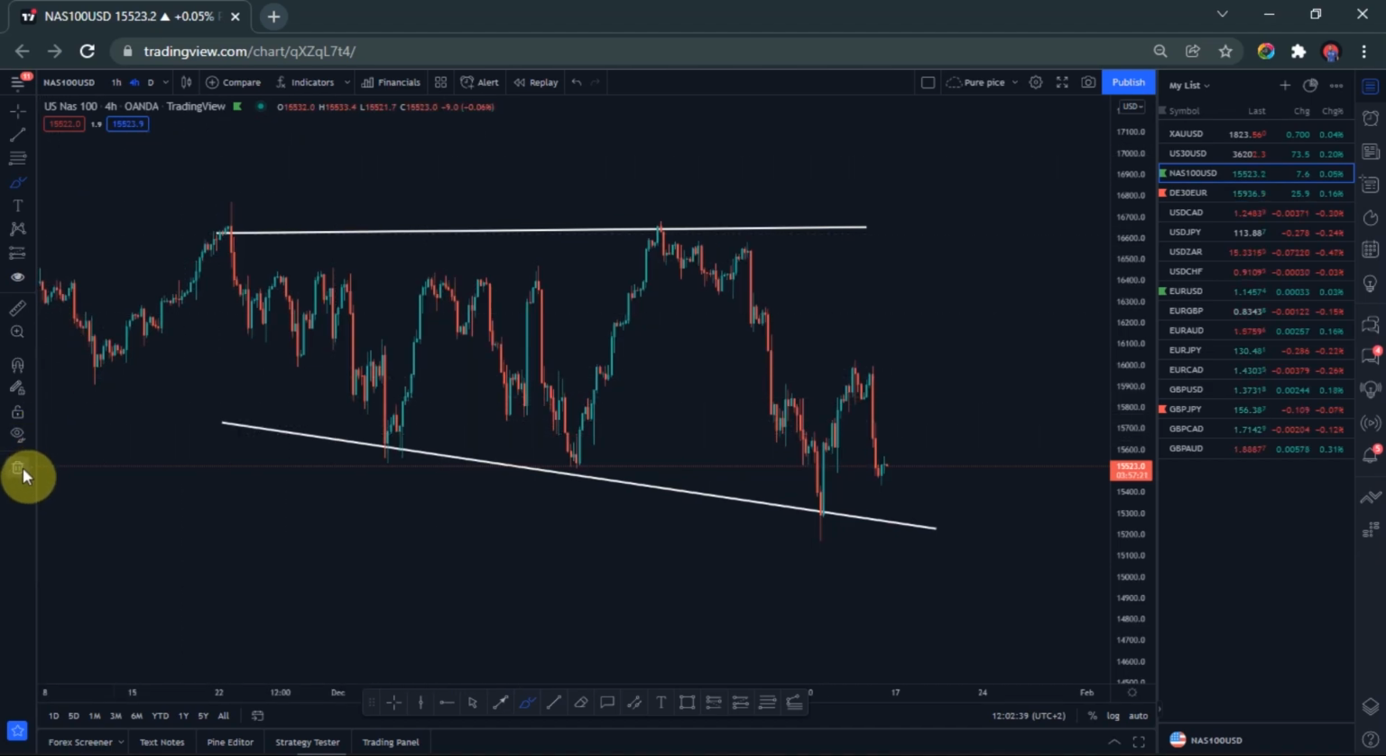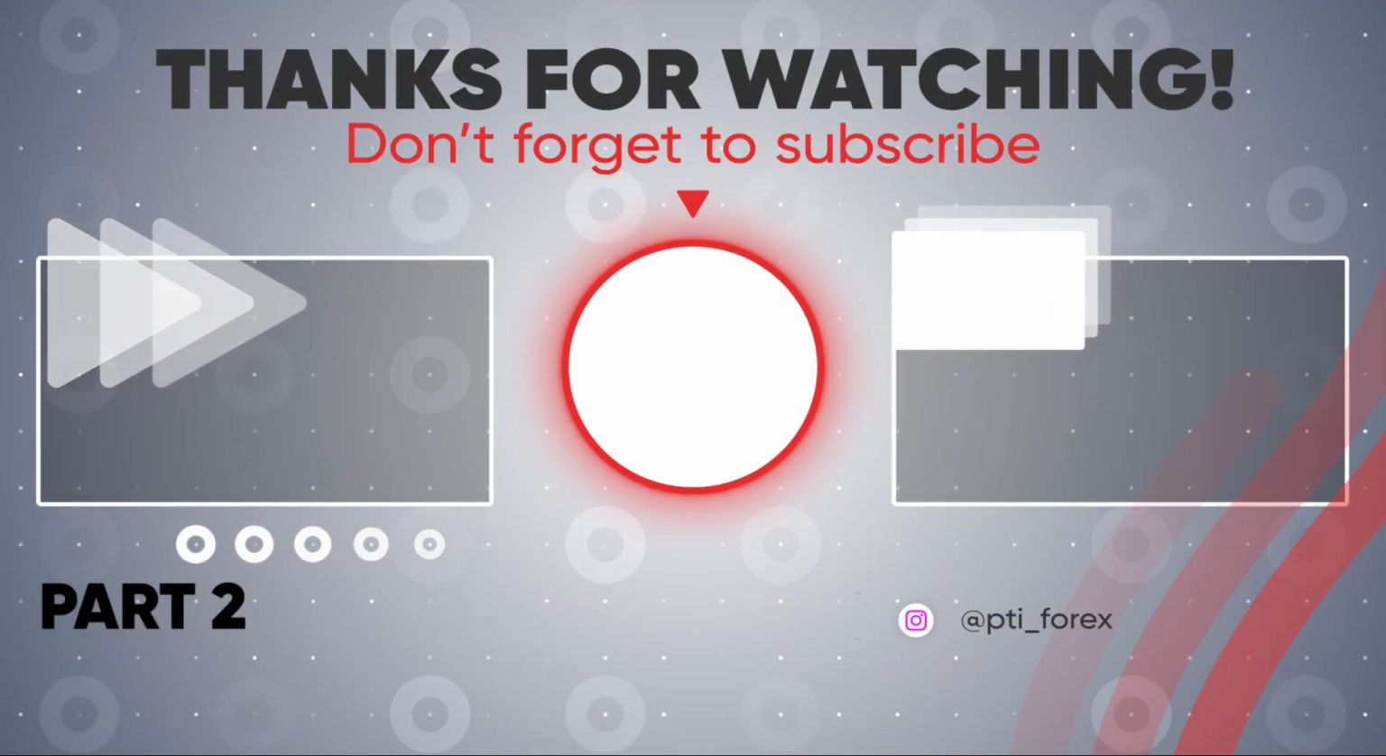So then let's go to the indicators. The indicators that I use are three, but I'm going to start with one indicator at a time.